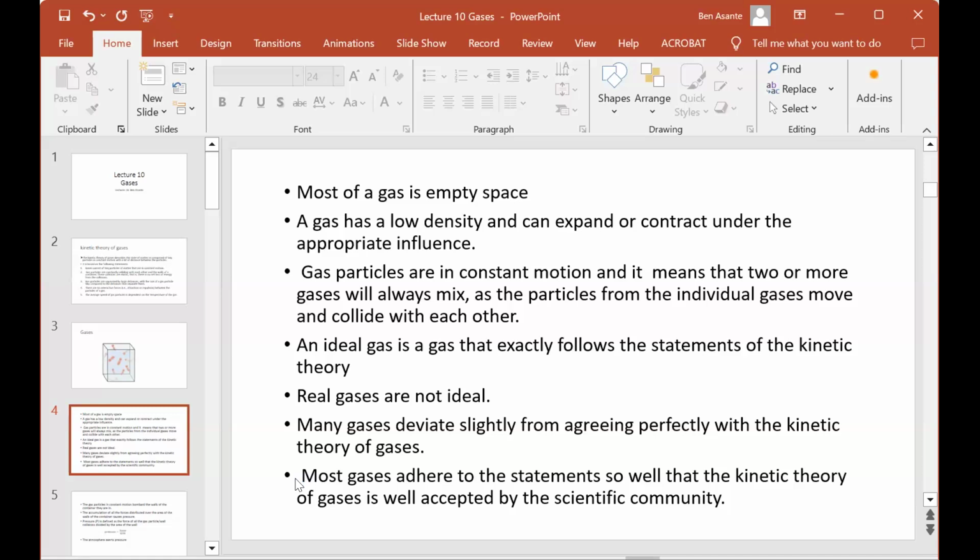So we have ideal gas, we have real gas. Real gas does not follow the ideal gas, and many gases deviate slightly from agreeing perfectly with the kinetic theory of gases. All right, and most gases adhere to the statements so well that the kinetic theory of gases is well accepted by the scientific community. The scientific community agrees to use ideal gases, but in some instances we use real gases. We use the Van der Waals equation, the Berthelot equation, all those kinds of equations that we use to deal with real gases. All right.